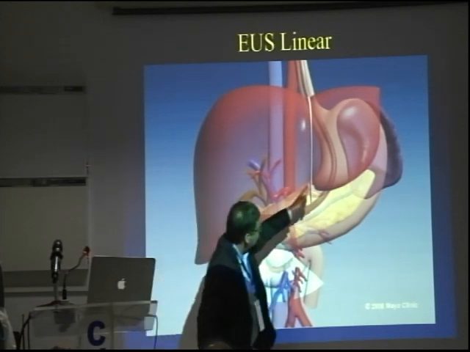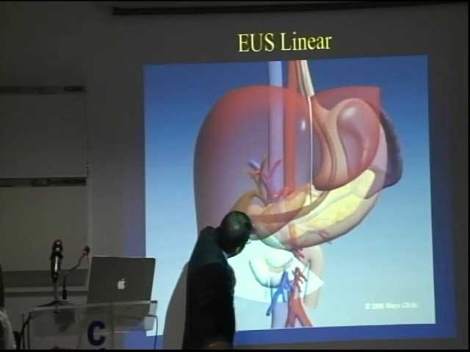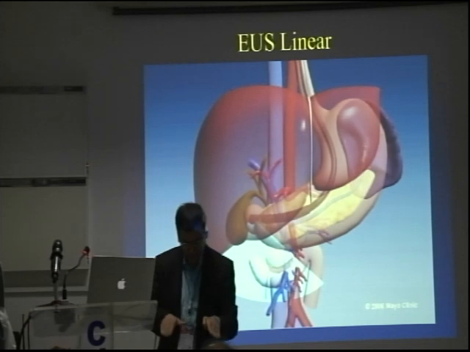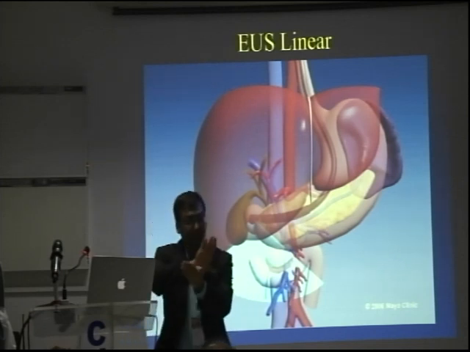So when you go into the duodenal bulb, you are resting on the greater curvature of the stomach, and you're looking from the other way. Earlier you were looking down, and now you're looking up, so everything flips.